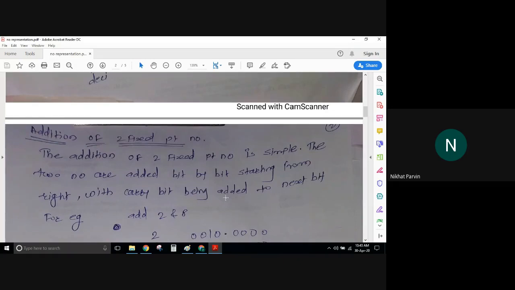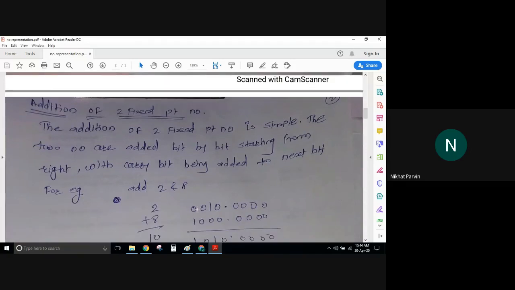I was talking about the addition of two fixed point numbers, because as I said, I am interested in multiplication and addition. This is the mathematics we are used to: how to add two fixed point numbers. Let us say I am adding 2 and 8, in decimal. When I add 2 and 8, I know the answer will be 10. This is my decimal addition.